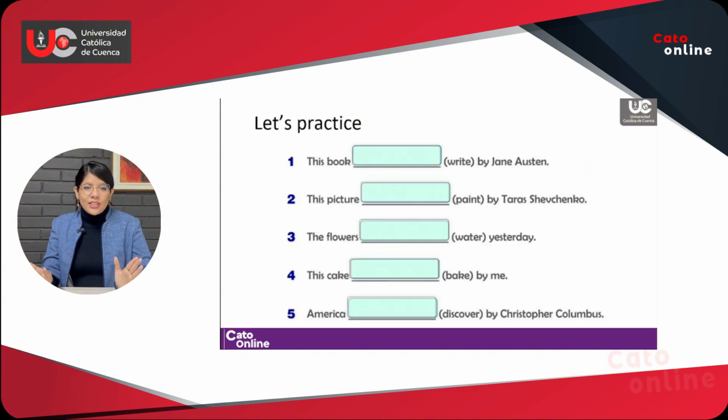Let's practice a little bit more. Here we have 5 sentences. Take a look at them and let's see if we can turn them into passive voice. Remember to use was or were and then a verb in the past participle. Let's check it out.